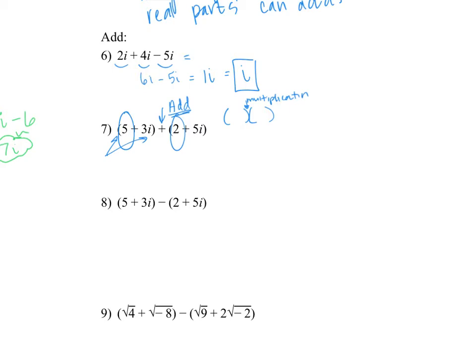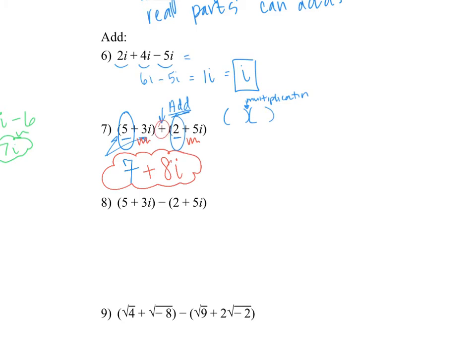And what we're going to add is our like parts. So we're going to add the 5 and the 2. That's going to be 7. Then we'll add the 3i and the 5i, which will make 8i. So there's our answer written in complex number form. So just make sure that you add when it says add.